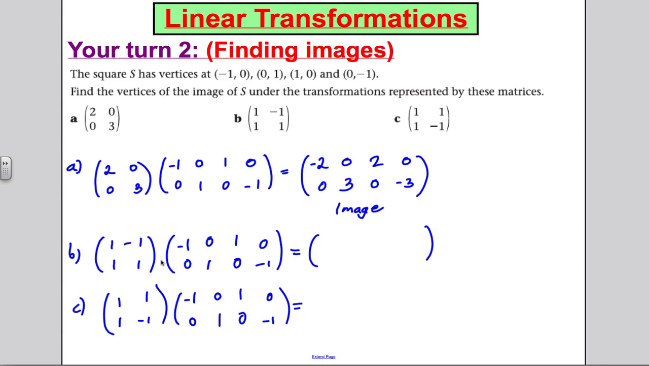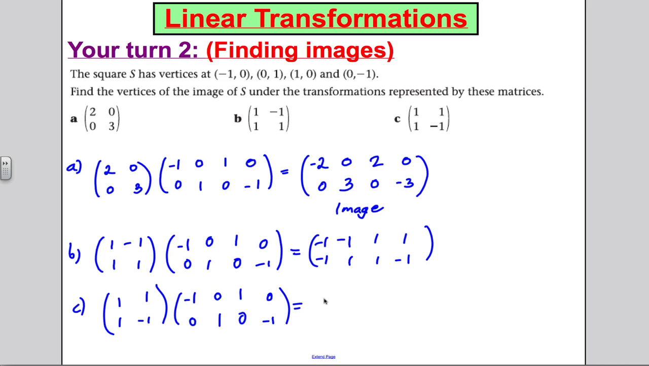I'm just going to do this here. This row times this column would give me -1. This row times this column would give me -1, and again -1. This row times this column would give me 1, and again 1, and also 1. This row times this column would give me 1, and this row times this column would give me -1. And that is my image there.